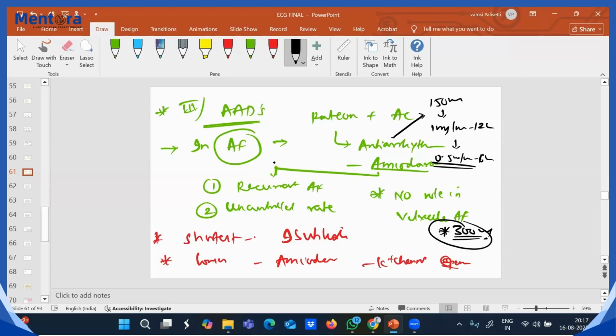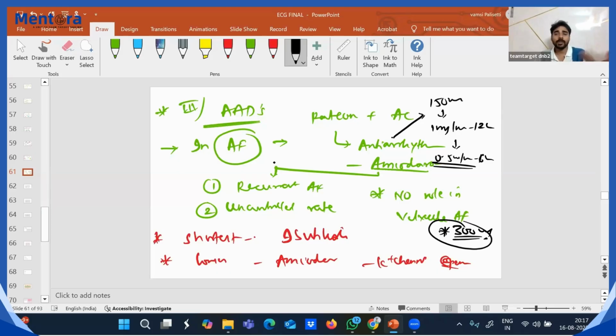In one type of AF, there is no need to calculate CHA2DS2-VASc. That is called lone AF. What is called lone AF? Lone AF is AF without any structural abnormality. There's AF, but no left atrial enlargement.